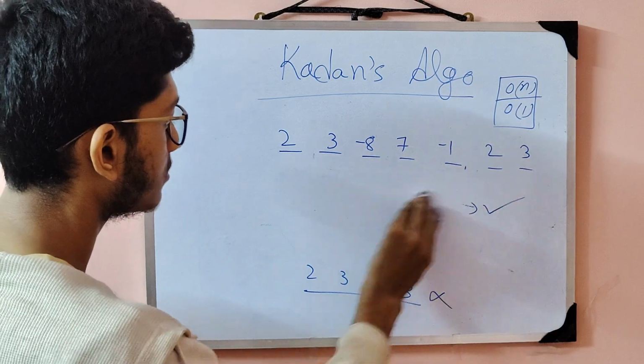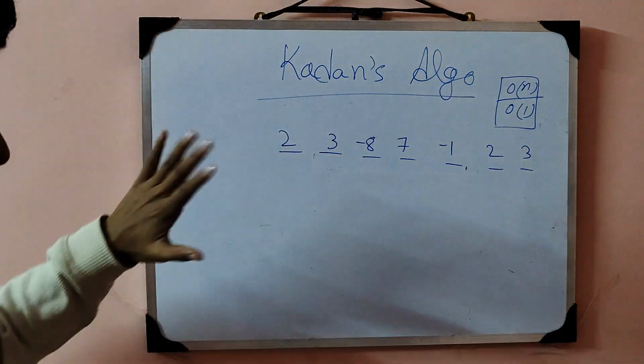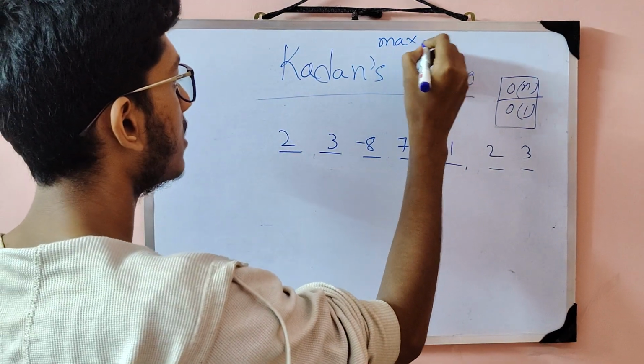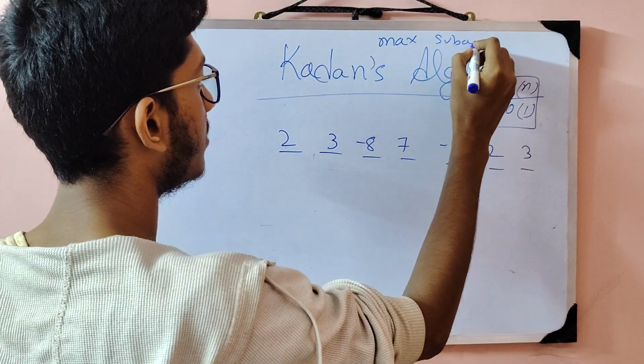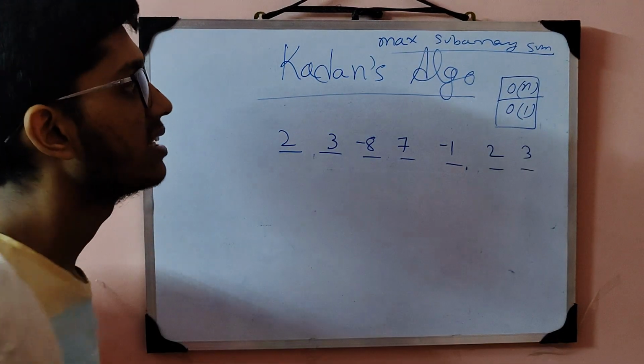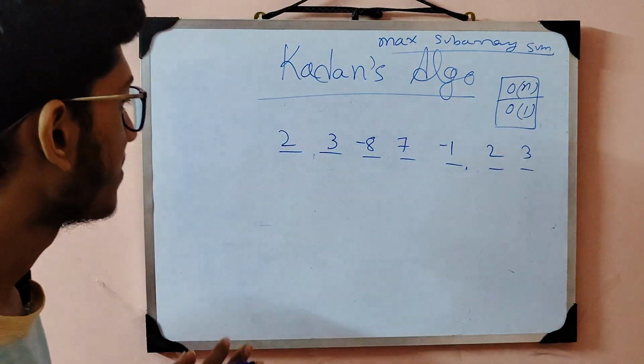And we need to find the maximum subarray sum. I will write it here: max subarray sum. My handwriting is awful, please bear with that. Okay.